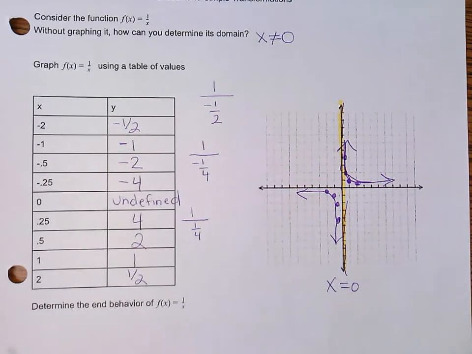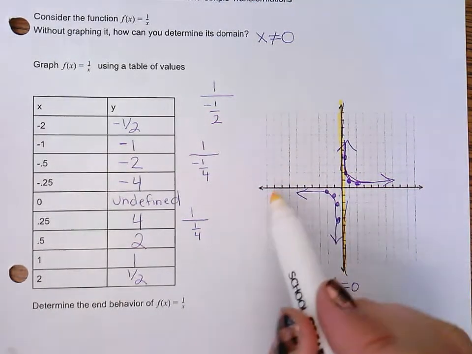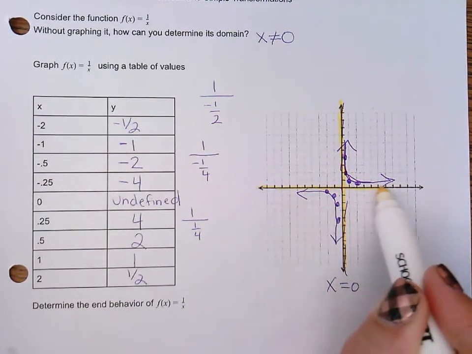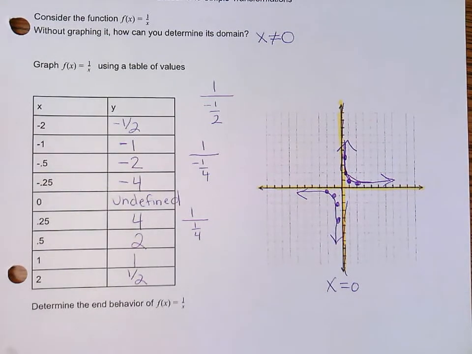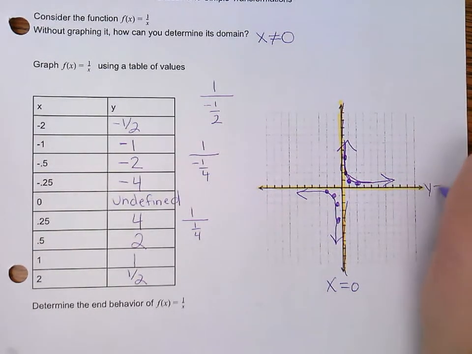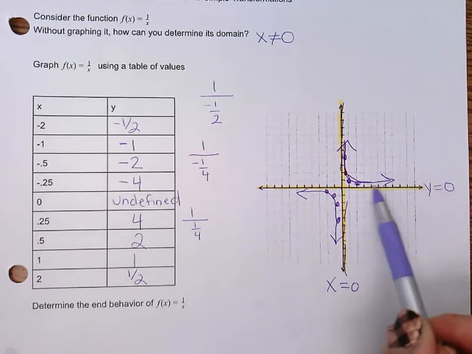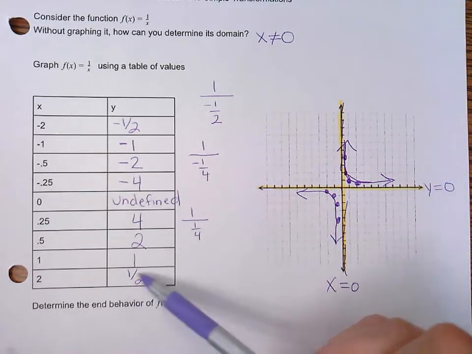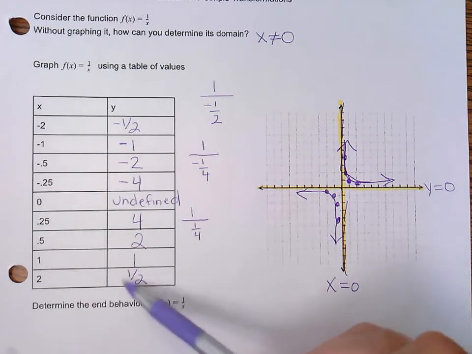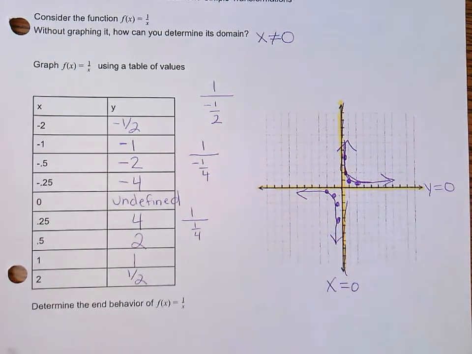One other thing to notice, there's another asymptote at y equals 0. So the graph never actually touches the x-axis. It's going to get closer and closer and closer. If you're getting 1/2 and then 1/4 and then 1/8, your fraction is getting smaller and smaller, but you're never reaching 0. So this is the parent function of the rational function.